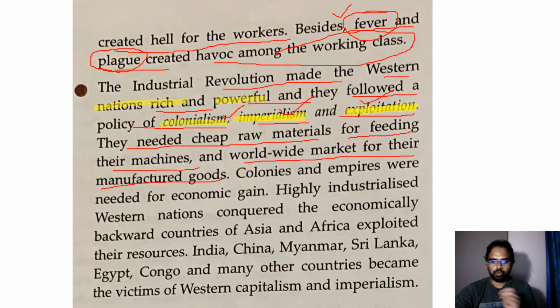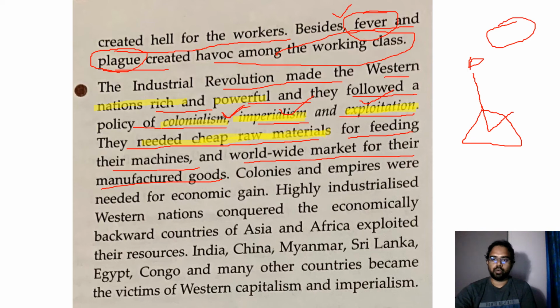So here you have to remember 2 points. One is they need cheap raw materials. Raw material is used for making a product. Now, these raw materials, they want at a cheaper price so that they can earn huge profits. So where can they find these cheap raw materials? In the colonies they occupied. Suppose this is England and it has occupied India. Now all raw materials are taken from India to England. So the industries in England were supplied with raw materials from India.